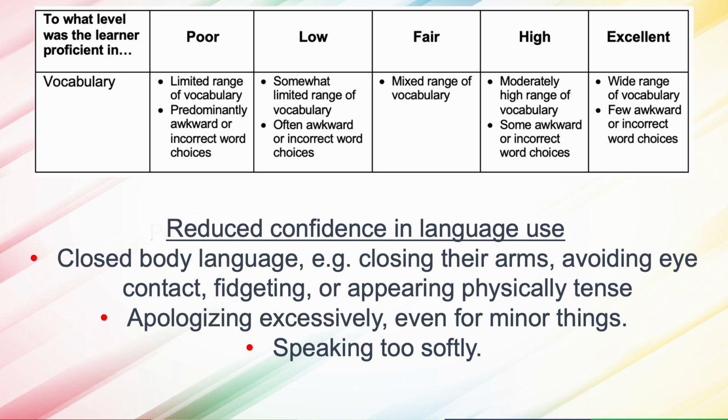And finally, under vocabulary, you want to pay attention to whether or not they have reduced confidence in their language usage. Pay attention, for example, to closed body language, for example, closing their arms, avoiding eye contact, fidgeting, or appearing physically tense. And this is going to be assessed in the nonverbal communication dimension of the interpersonal and communication skills assessment. They also may apologize excessively for even minor inconsequential things or speak too softly. So there's a lot of physical and nonverbal things to pay attention to that may indicate they're having problems struggling with vocabulary.